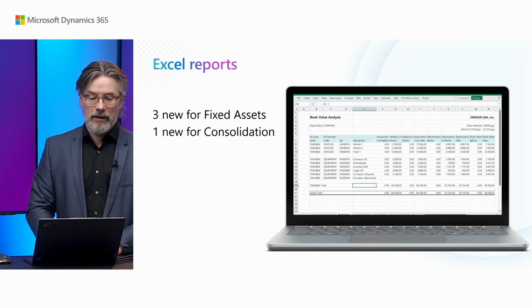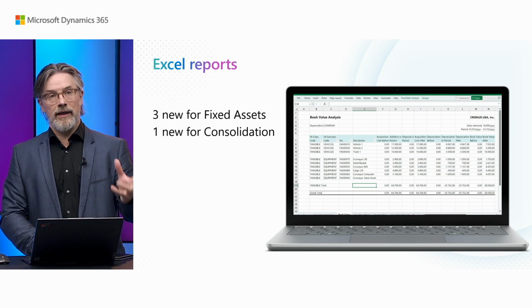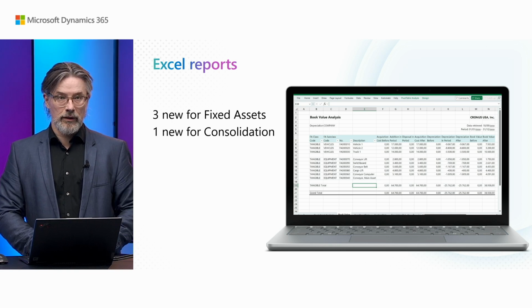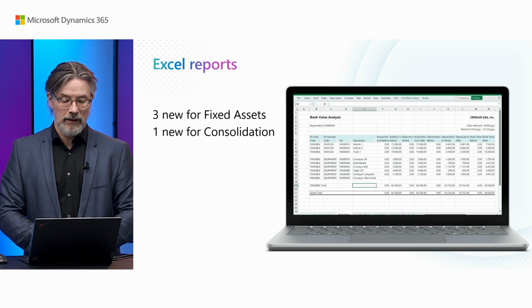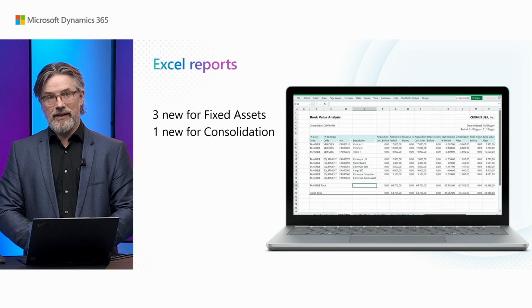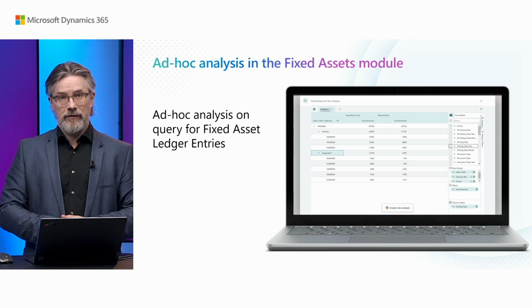Last release, we started providing Excel reports. We provided 9 reports for the finance, receivables and payables area. And we're continuing this work, covering more of the existing RDLC reports. In this release, you have 3 new reports for fixed assets and 1 new report for consolidation. For fixed assets, because it's a separate little module, we thought that would be a good starting point to do analysis based on a query for the tables related to fixed assets.